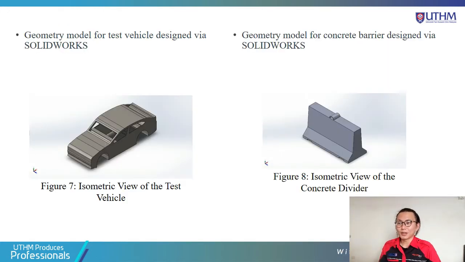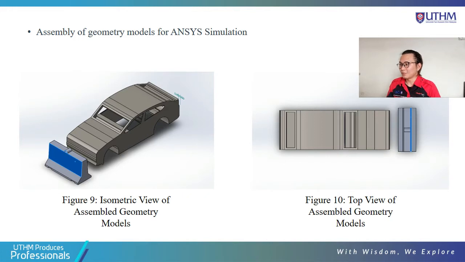The next slide appearing on the video right now will be the geometry model for test vehicle and the concrete road divider designed via SolidWorks. Next, this is the visual representation of the assembled geometry models in ANSYS software. So as you can see on the slide, the test vehicle is placed behind the concrete road divider. This arrangement is for fully frontal crash test, which is the type of crash configuration I am conducting for this research.